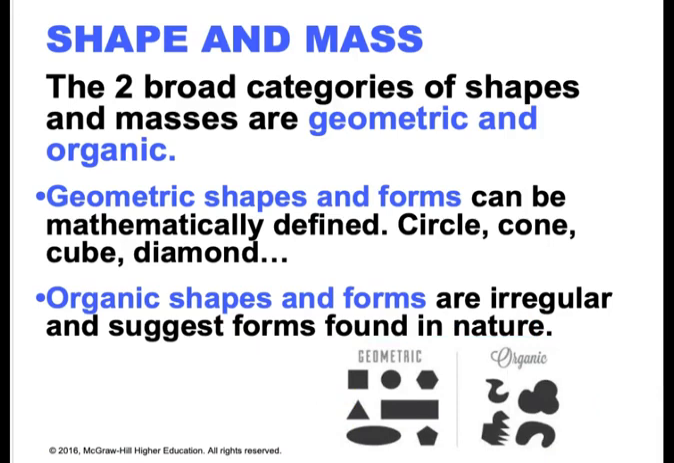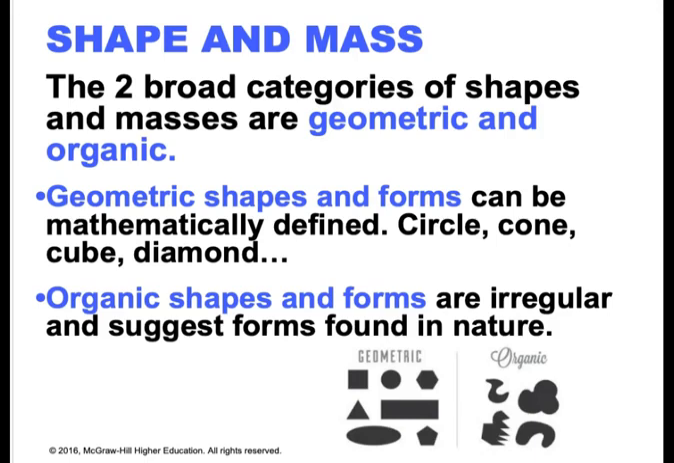I always just say to remember the difference: geometric are man-made. They're the man-made shapes and forms. Circles, cones, cubes, diamonds, and they have a name. They sound mathematical. Organic shapes and forms are irregular and suggest forms and shapes found in nature. You can see the example here: the shape of a cloud, the shape of a tree, the shape of a water droplet. Those are all irregular, or a puddle of water.